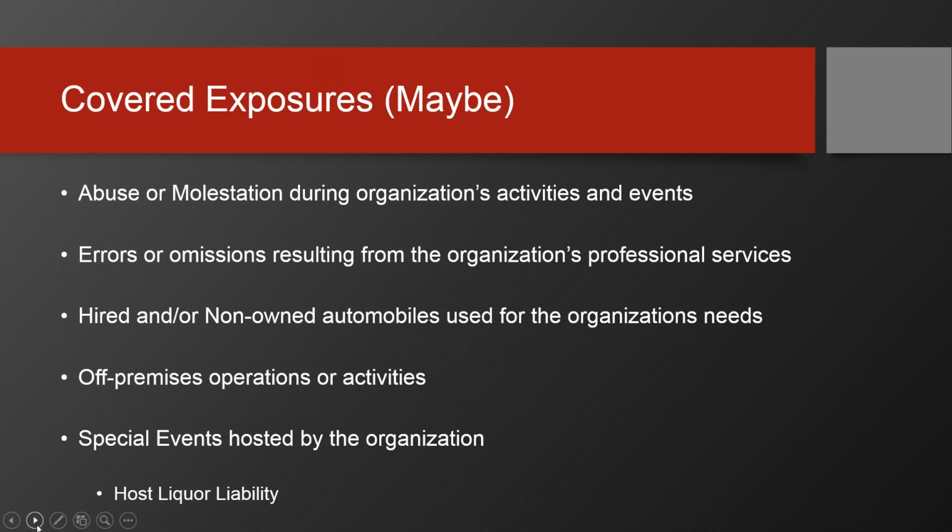What might be covered are the following: abuse and molestation, and that will depend. Sometimes you'll see exclusions for that, so you've got to be really careful. Sometimes you'll see sublimits. You just need to be really careful about that exposure. Every once in a while, you'll see errors and omissions within the general liability form or as an endorsement. You've got to be real careful with that. A lot of times it's bare bones and doesn't provide the E&O coverage that you need.